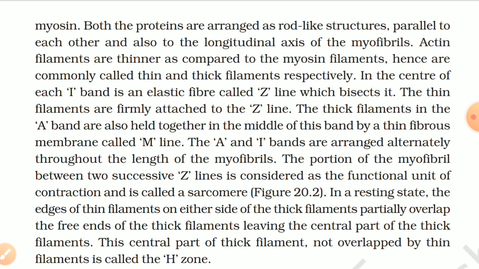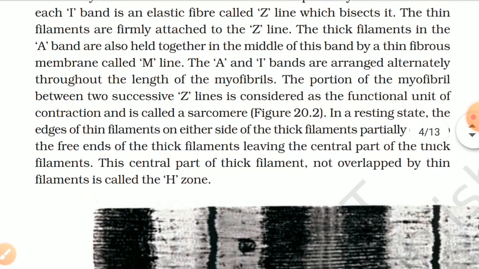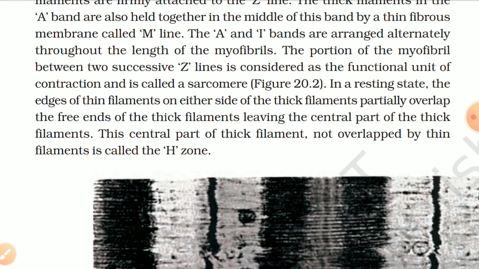In a resting state, the edges of thin filaments on either side of the thick filament partially overlap the free ends of the thick filament, leaving the central part of the thick filament. This central part of the thick filament not overlapped by the thin filament is called the H zone.